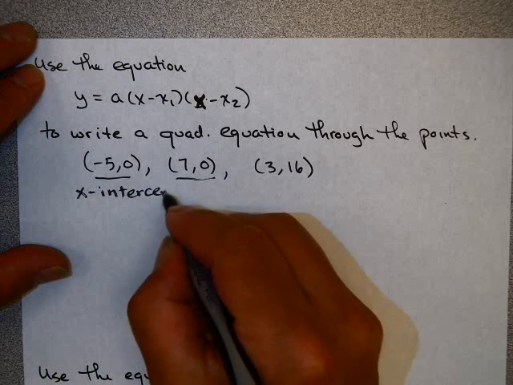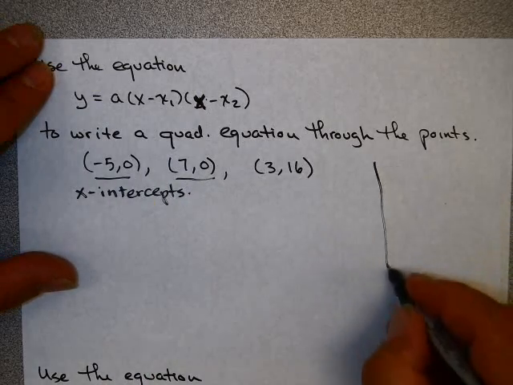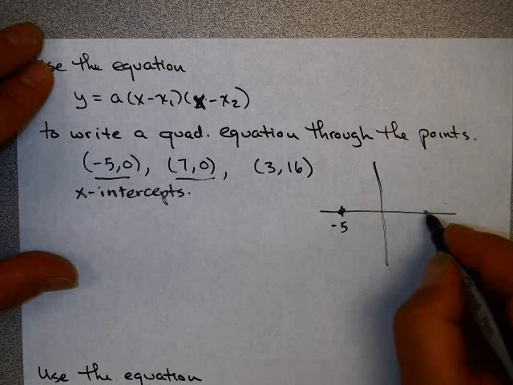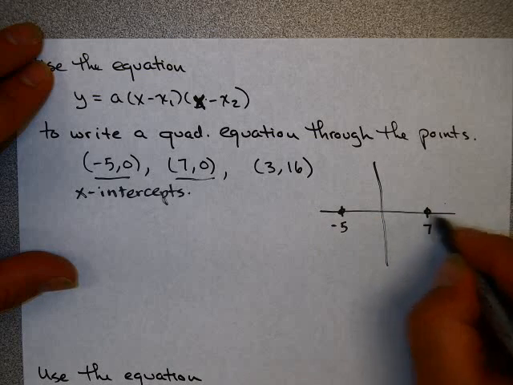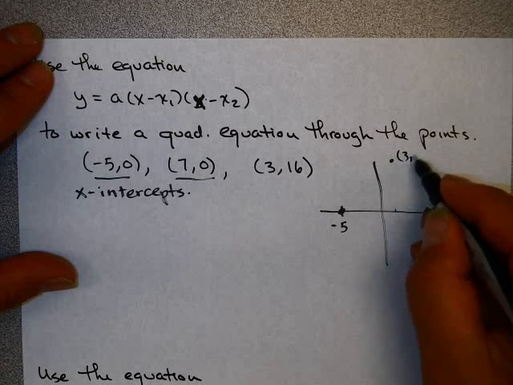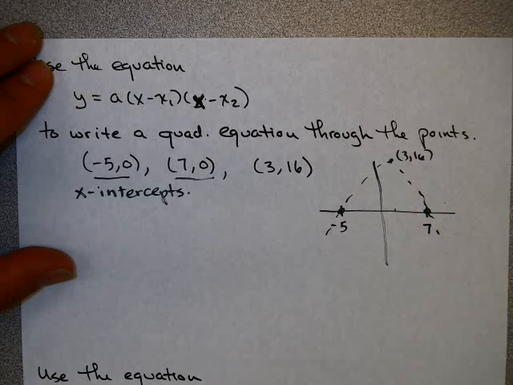How do I know they're x-intercepts? I know they're x-intercepts because the y-coordinate is 0. So at negative 5, 0 and at 7, 0, these are x-intercepts. My other point is 3, 16. So I'm looking for the quadratic equation that goes through these.